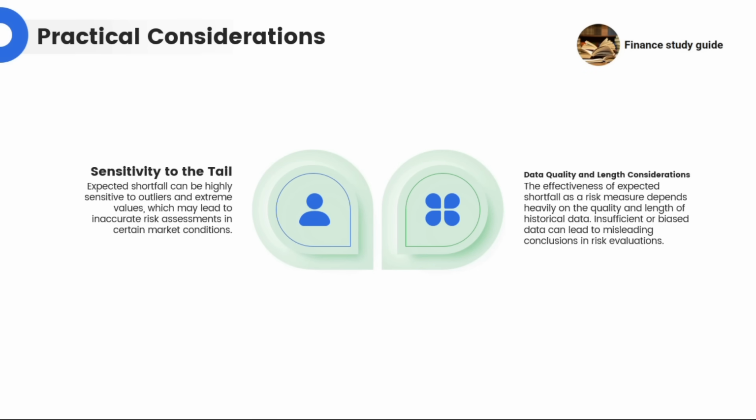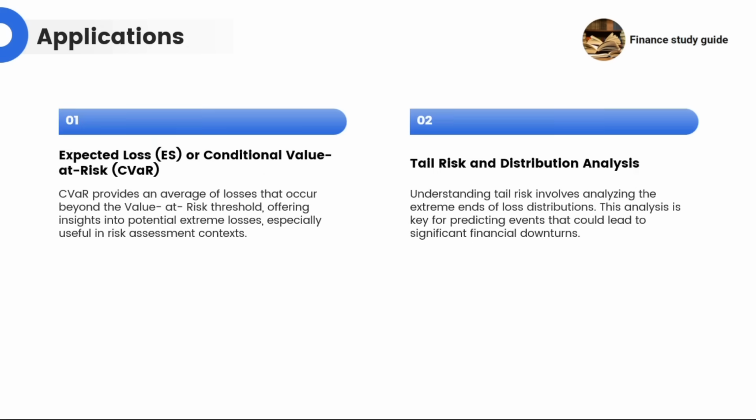Alright, let's get back to our remaining topics. Next, we look at practical considerations while implementing ES models. Probably most important of all is data quality. By now, you would be able to appreciate that incorrect sample size or outliers in the data set can distort the expected shortfall calculations. Moving on to the last topic, which is practical applications of expected shortfall.